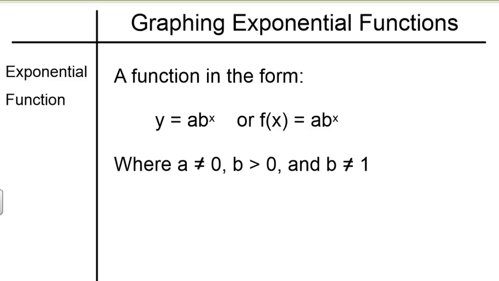What makes it exponential is that your variable x is the exponent itself. Now we do have a few key features here, and that is a cannot equal 0 because the whole thing will equal 0. We're going to assume that b is greater than 0, meaning you can't have any negative numbers for your base value. And we don't want b to equal 1 because if we just have 1 to the exponent, we're always going to get 1 as an answer, 1 times a.